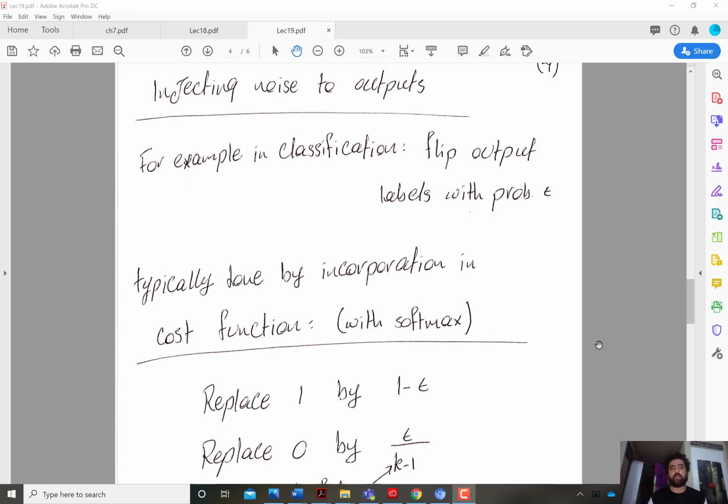Hi everyone. So in this video, we'll finalize the discussion of noise injection by discussing injecting noise to outputs, right? We discussed before injecting noise to inputs, which is typically considered a dataset augmentation method, and injecting noise to weights. We analyzed it in the previous videos. Now, let's look at what it means to inject noise to output.